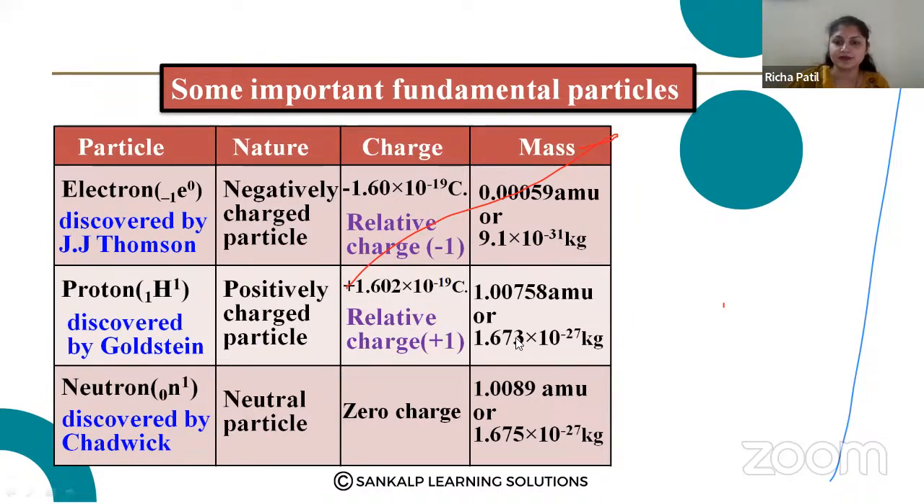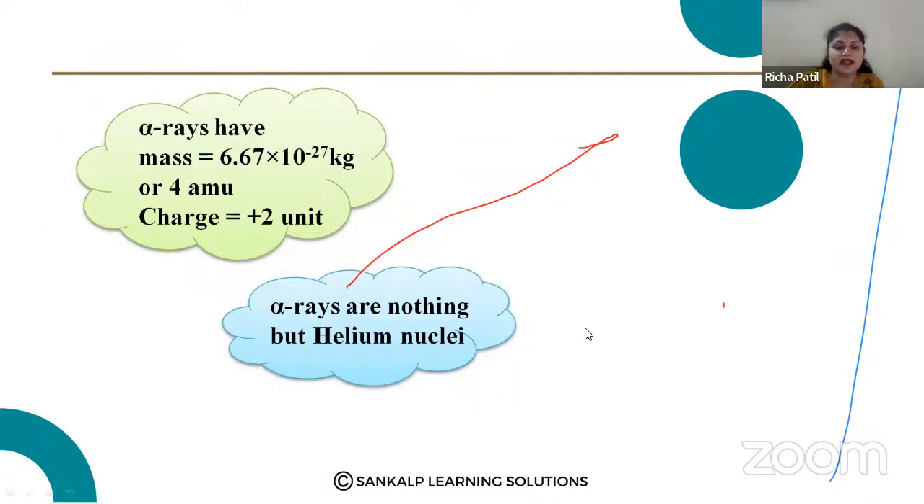Next, alpha rays. These alpha rays also have some mass. What is the mass of alpha rays? It is 6.67 into 10 raised to minus 27 kg. And what is the charge? The charge of alpha rays is plus 2. These alpha rays are nothing but helium nuclei.